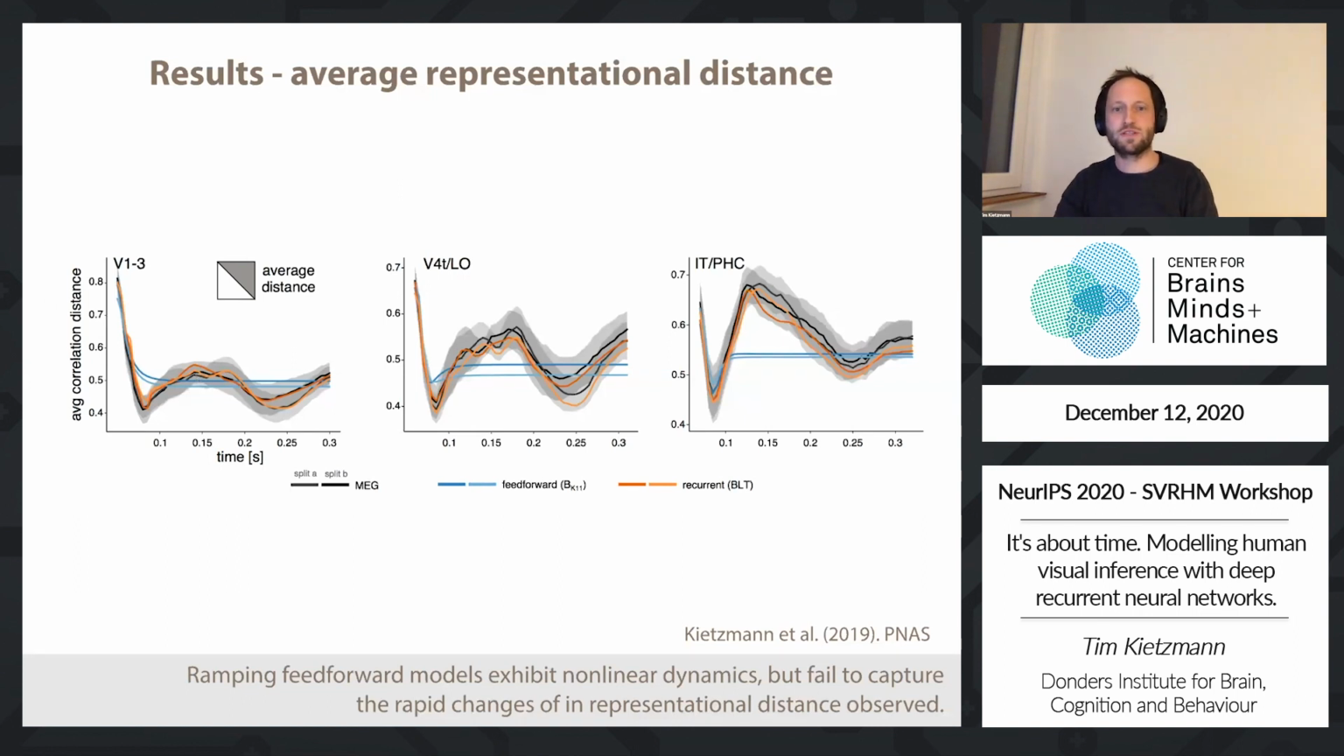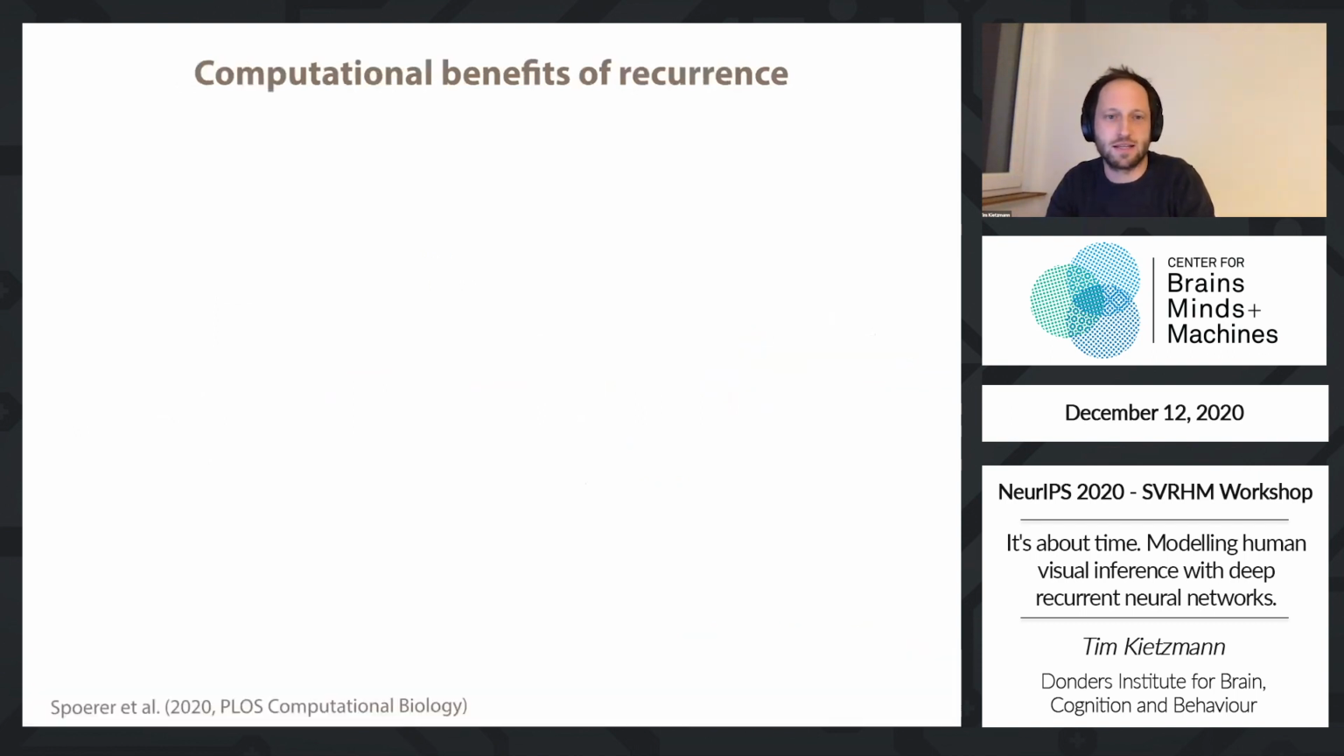What I promised you in the start was, though, that maybe if we understand something about the brain, we can get models to be better at the task. So let's look at that next. Let's look at computational benefits of recurrence. This is work that was led by a PhD student, Courtney Spora, and it's published in PLOS-CB.